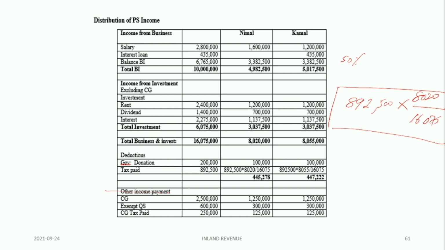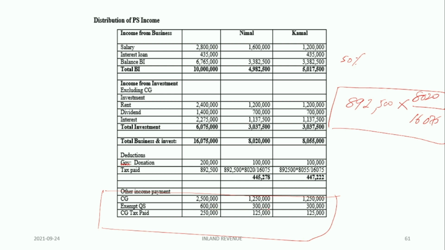Other income and the payments: there is no impact of these payments and receipts when considering individual tax calculation, but it is a type of disclosure. Capital gain 2.5 million, distributed 1.25 million between these two partners. Remember, no further tax liability in an individual capacity, because once capital gain tax is paid by the partnership, it is final tax, so further tax is not applicable on that capital gain.